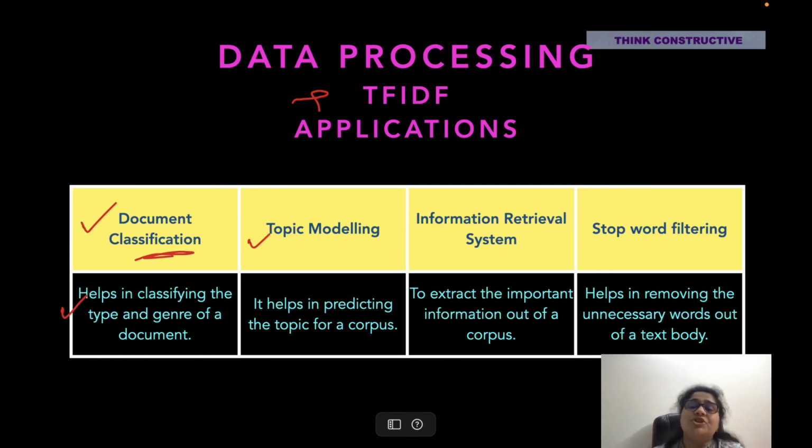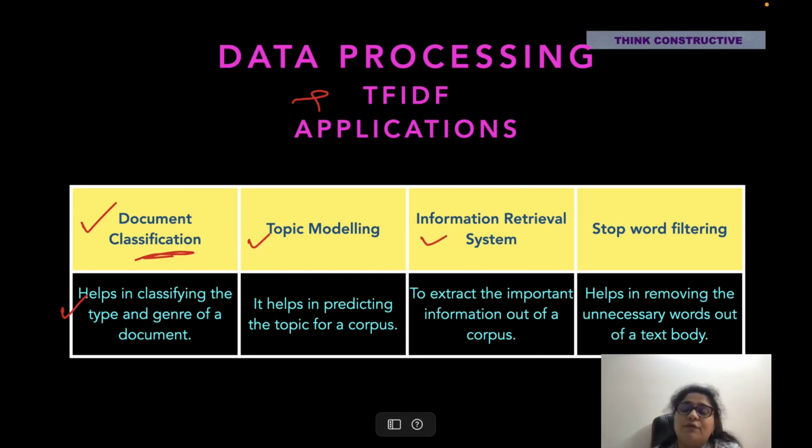When it will know which kind of words are the rare or the most valuable words for a corpus, then the machine will know what kind of topic it will fall into. So topic modeling will happen here. It will be able to tell what kind of topics this particular corpus should fall into. Alright, so topic modeling it will do.